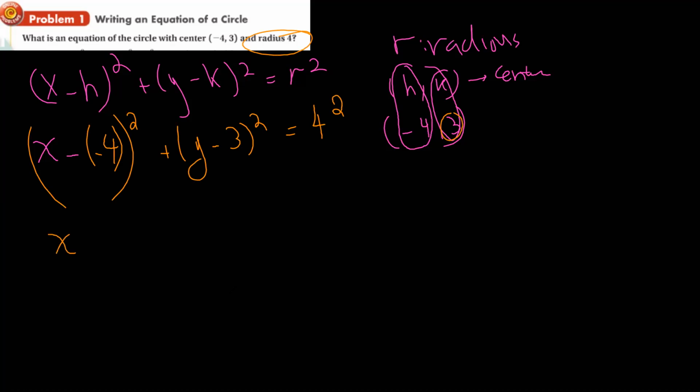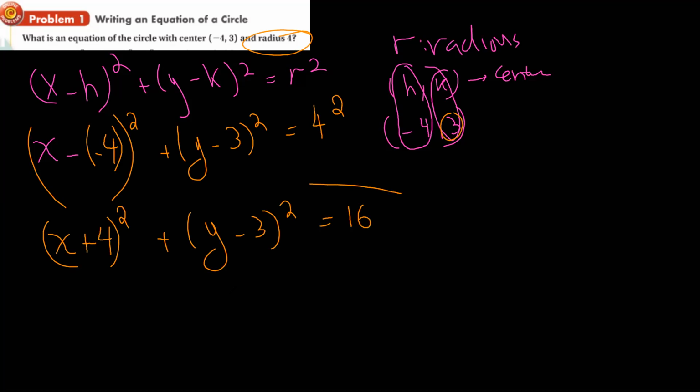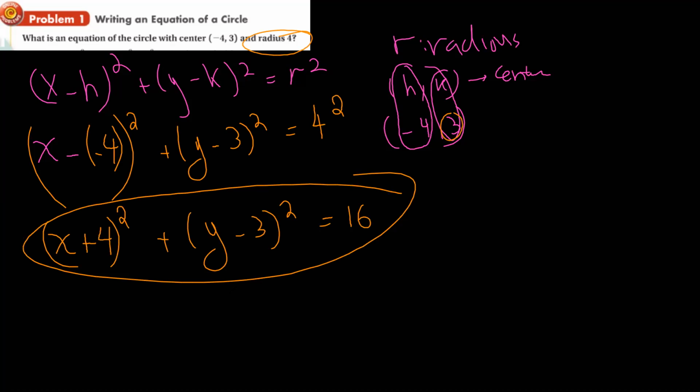Then it will be x minus -4, it's x plus 4, squared, plus (y minus 3) squared equals 16. This will be an equation of a circle. Is it clear?